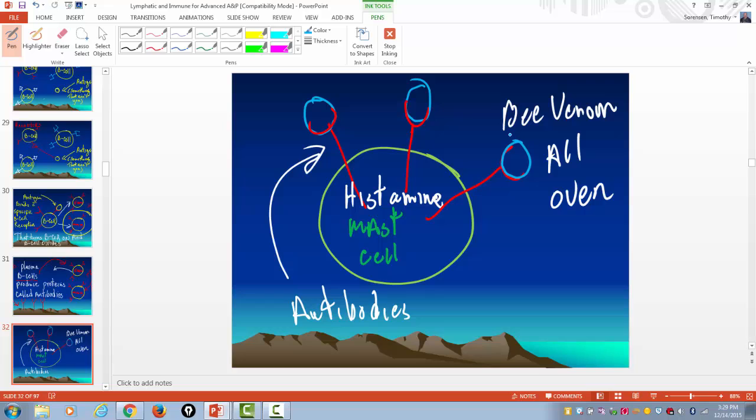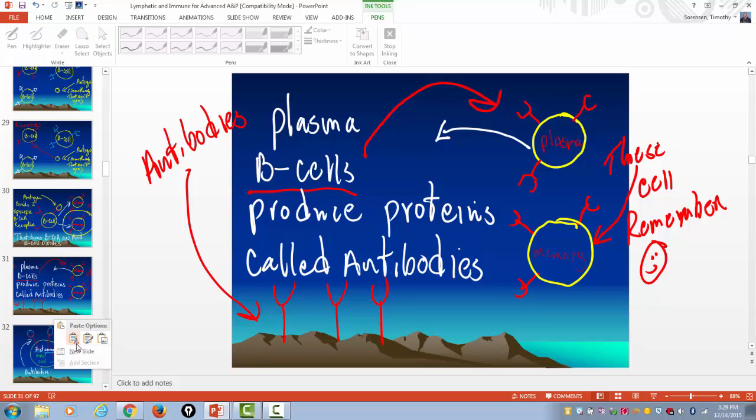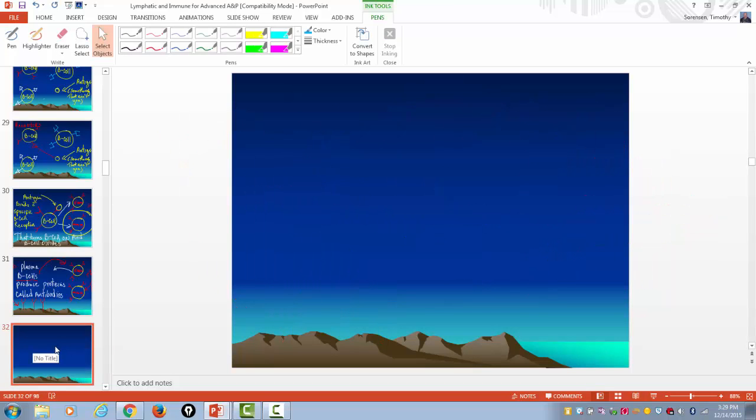When the antibodies for the bee venom bind to the antigen, the bee venom, and remember the antibodies now in people who have allergies are bound to mast cells. What do mast cells contain? Histamine. Where's the bee venom? All over your body. When the antibodies bind to the bee venom, the antigen, it causes the mast cell to release histamine. Where's the histamine released? All over your body.